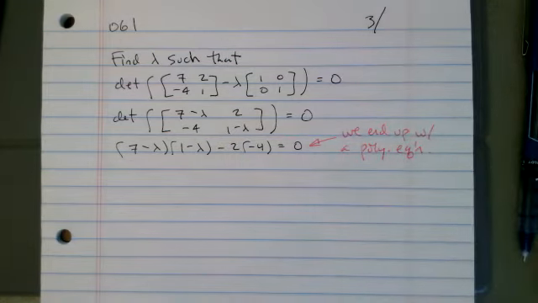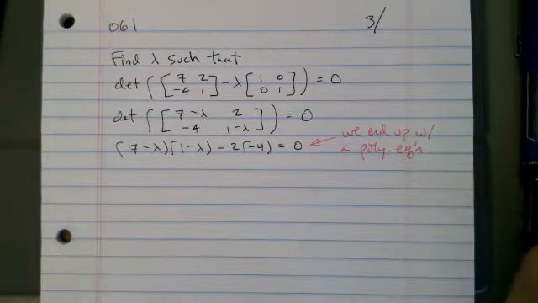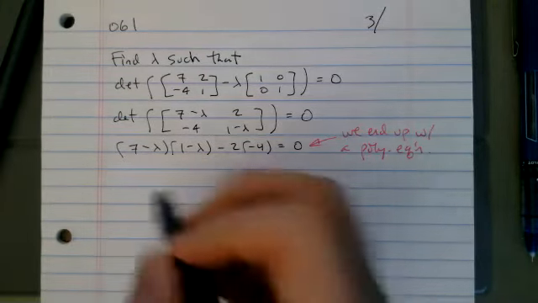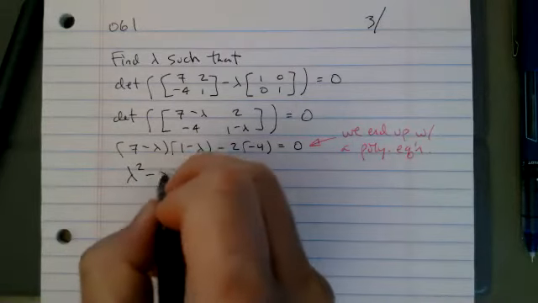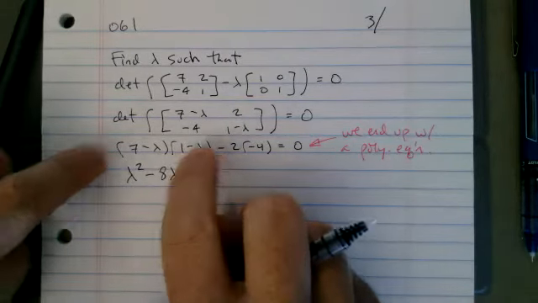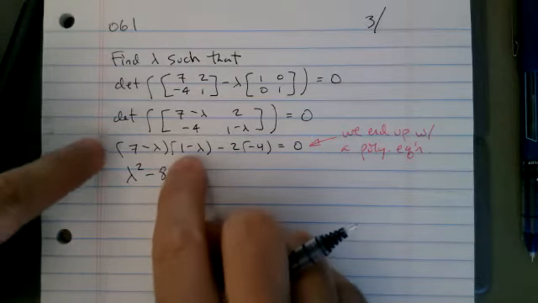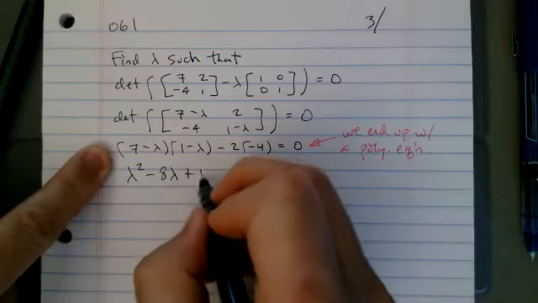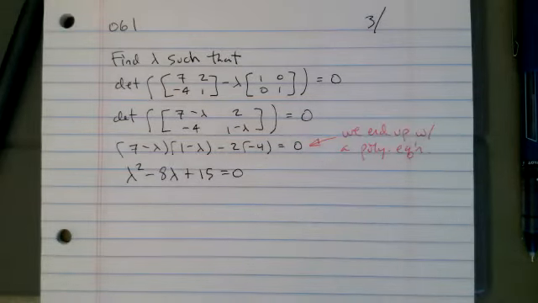So we end up with a polynomial equation. Notice that in this case, we started with a 2 by 2 matrix, and we ended up with a degree 2 polynomial equation. We should multiply some of this out. So it's going to be lambda squared minus 8 lambda, right? Minus 7 lambda, minus 8 lambda, plus 7 plus 8 is plus 15. So we get lambda squared minus 8 lambda plus 15 equals 0.